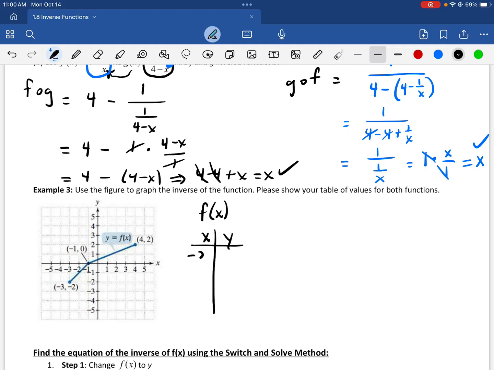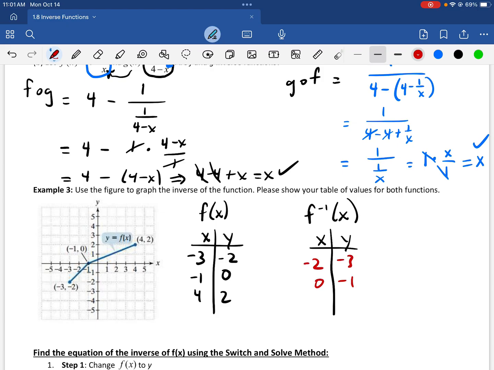So f is at (-3, -2), (-1, 0), and then (4, 2). So then the inverse of that, we said, is just going to be each of those points flipped. So the x and y flip. So you're going to have (-2, -3), (0, -1), and (2, 4). So just flipping each of those ordered pairs gives you the inverse of that function.